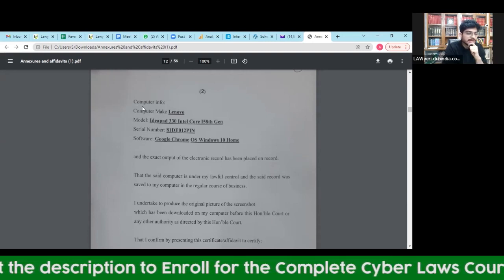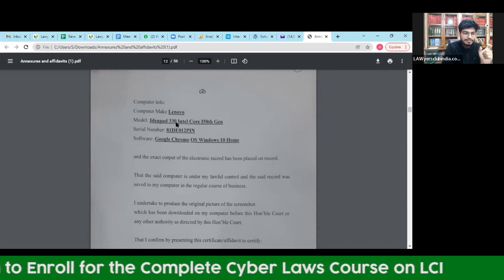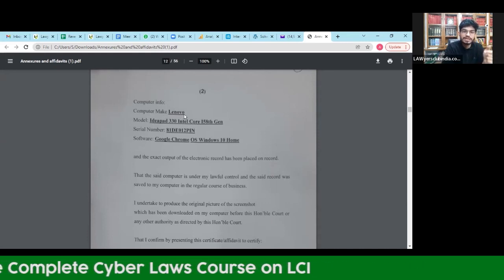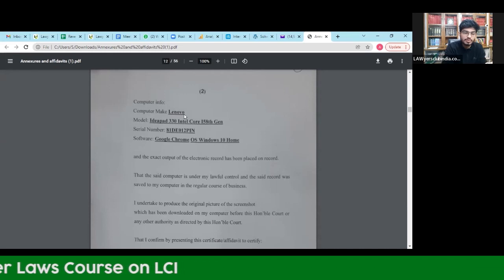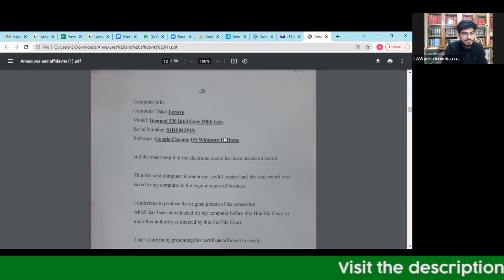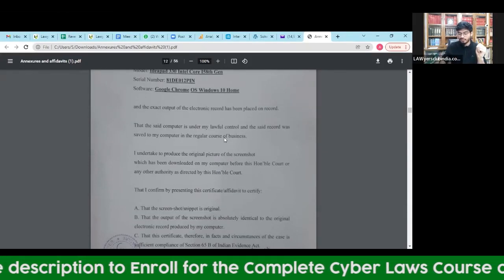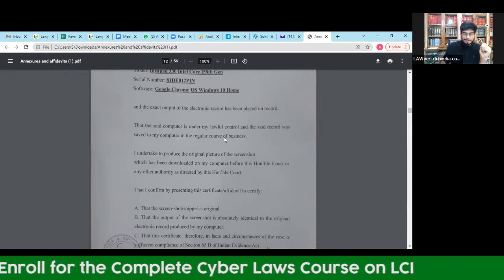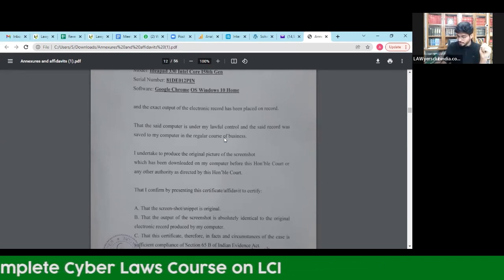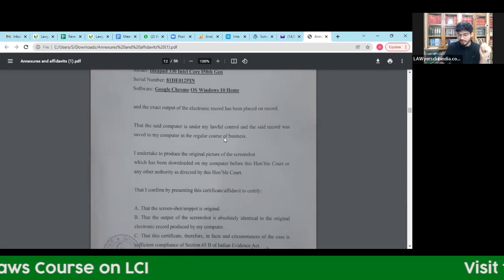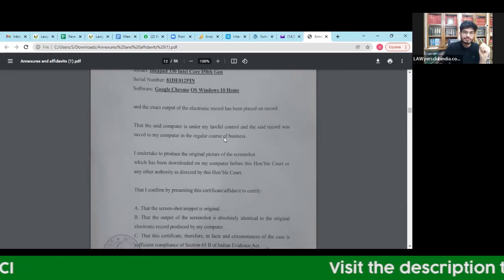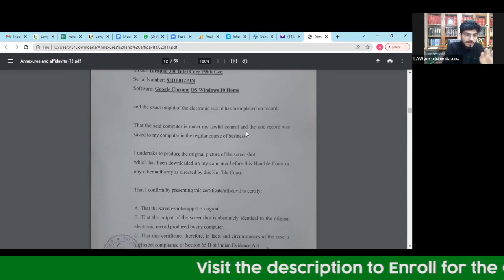Then comes the information of the device. So what device did you use to make that output? So it was our Lenovo. And then what was the model number? There was serial number and the software that was being used in that computer. So this is what you identify there as the relevant information of the device. This is 4A of 65B. Then we come to 65B ka 4 ka A and B, both of these come here, particulars of the device. So we have covered that.